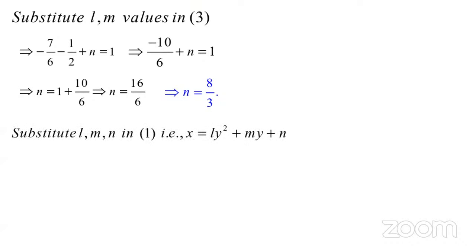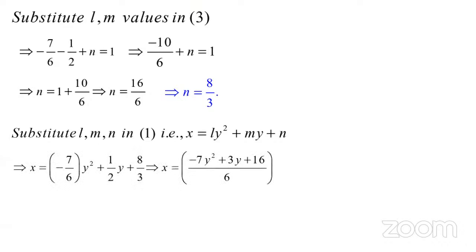Then just substitute the values L, M, N in equation 1. Then x equals Ly square plus My plus N. So substitute x equals minus 7 by 6 y square plus 1 by 2 of y plus 8 by 3. Taking LCM, x equals minus 7y square plus 3y plus 16 by 6. Then you will get 6x equals minus 7y square plus 3y plus 16. Then the required equation is 7y square plus 6x minus 3y minus 16 equals 0.